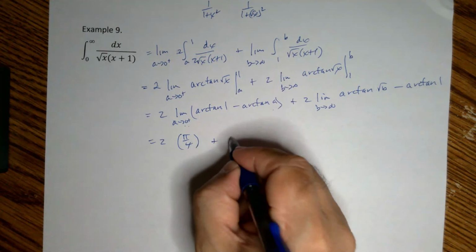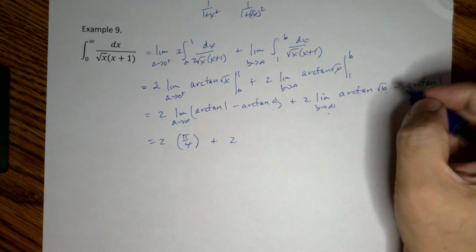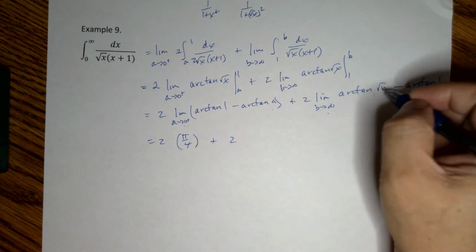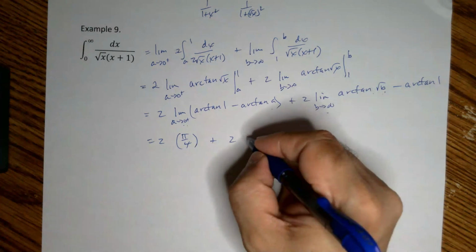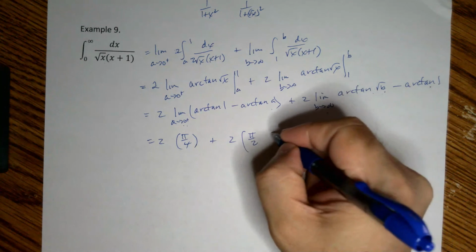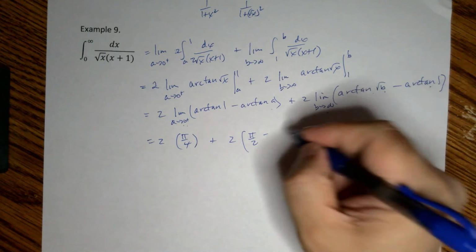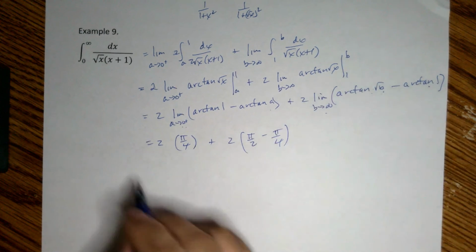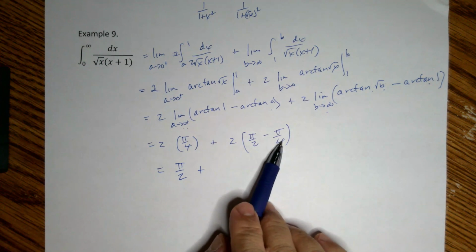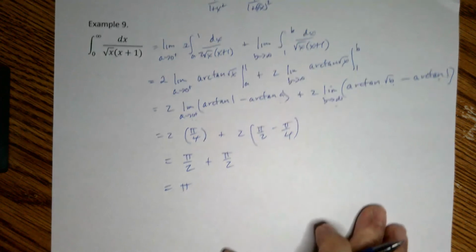Plus 2 times. Now here, as b goes to infinity, that's a b, not an x. As b goes to infinity, square root of b goes to infinity. And then what happens to arctan as its argument goes to infinity? It goes to pi over 2. And arctan of 1 is pi over 4. So this becomes pi over 2 minus pi over 4, which is pi over 4. 2 times pi over 4 is pi over 2. So the final answer is pi.